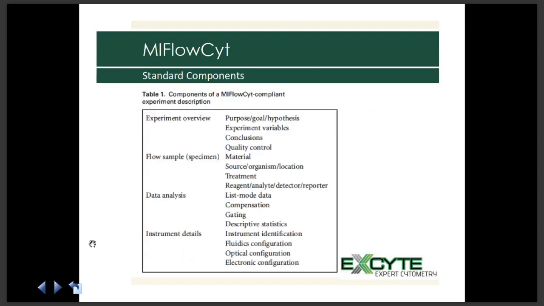Some of the information that you include: experimental overview, the flow samples. Notice we're going to talk about the specimens and the treatments. This is going to answer that second question. What do we know about the specimens? We're going to talk about the data analysis. You can see you're going to provide the list mode data, discuss the principles, how you compensated it, how you gated it, and what statistics you extracted, and the details. So this MIFlowCyt compliance really helps answer a lot of the questions that Begley's rules highlight.